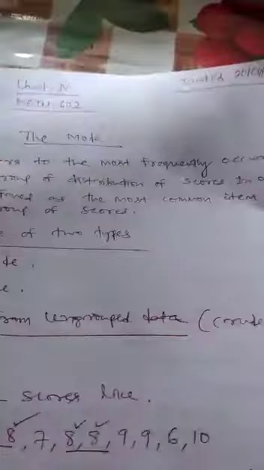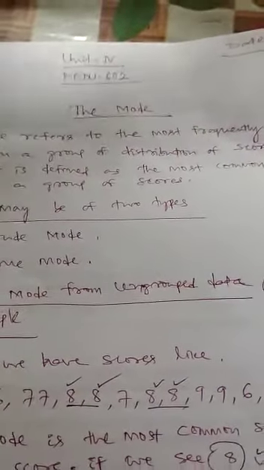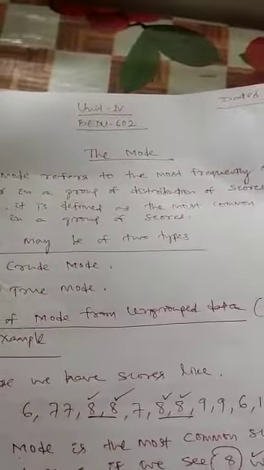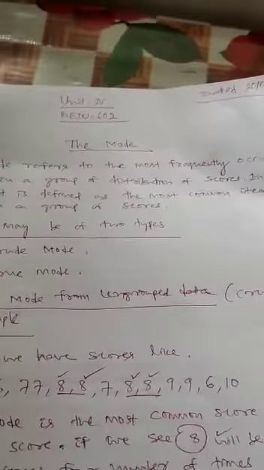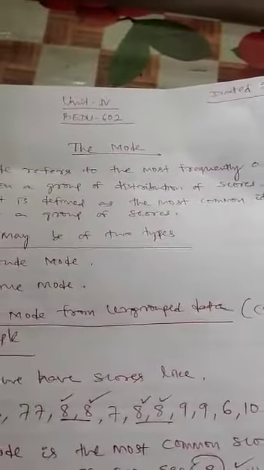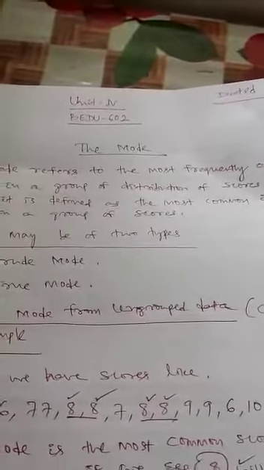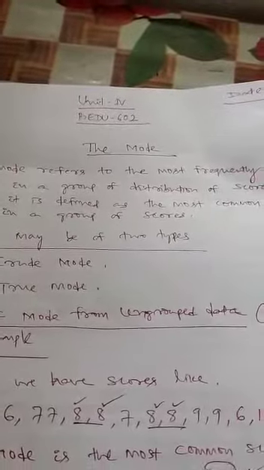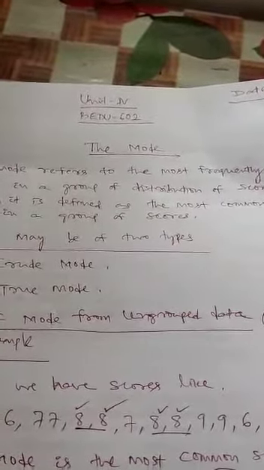But while calculating, we must see whether we have been asked to calculate only the mode or we have to calculate mean, median and mode. If it is mean, median and mode, then we go for the first formula of true mode, that is 3 median minus 2 mean. And if there is only mode, then we go for the second formula, that is L plus FA divided by FA plus FB multiplied by I.